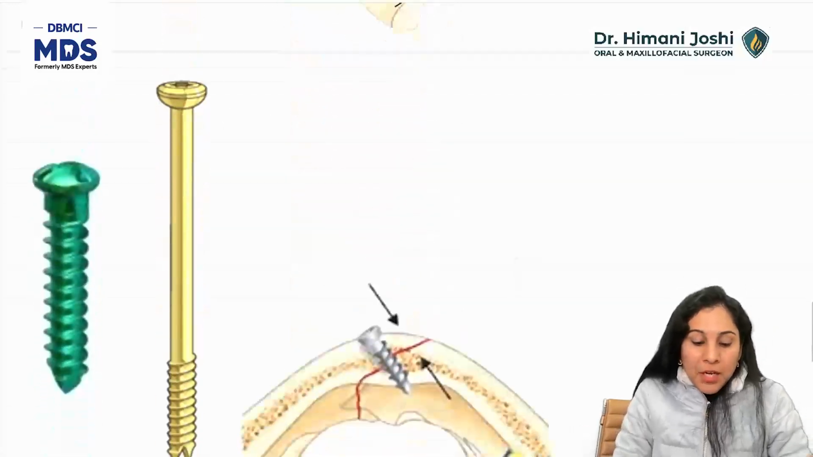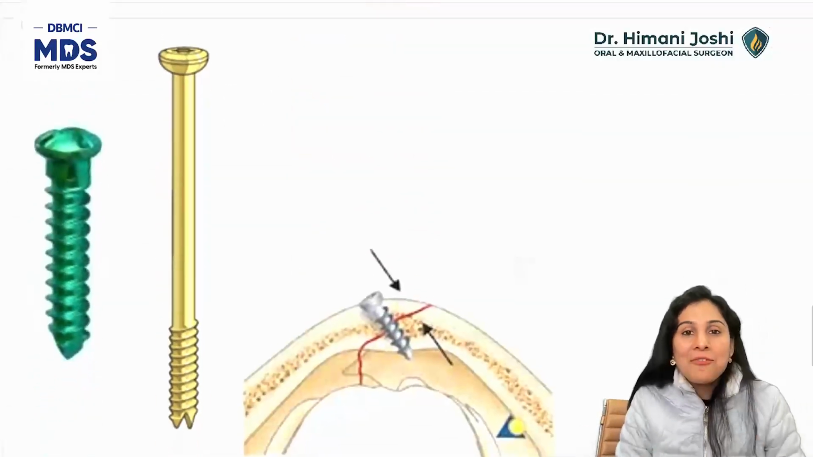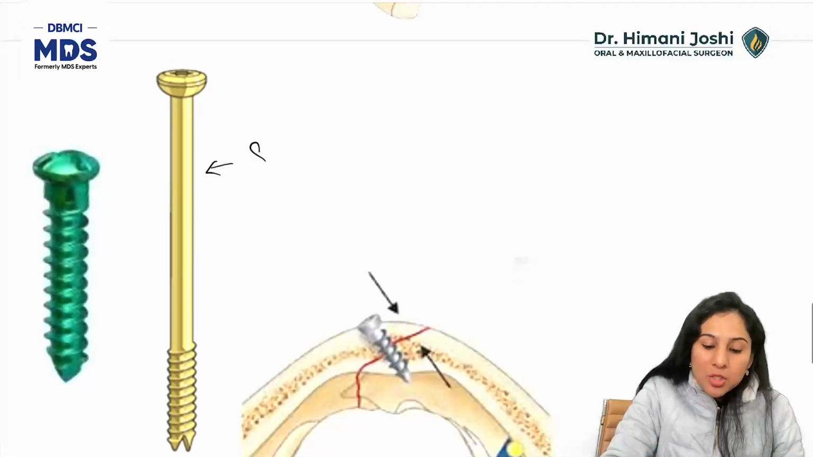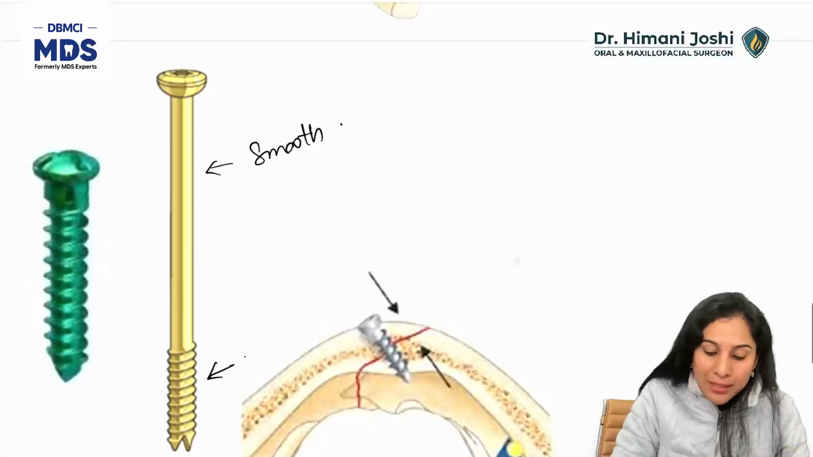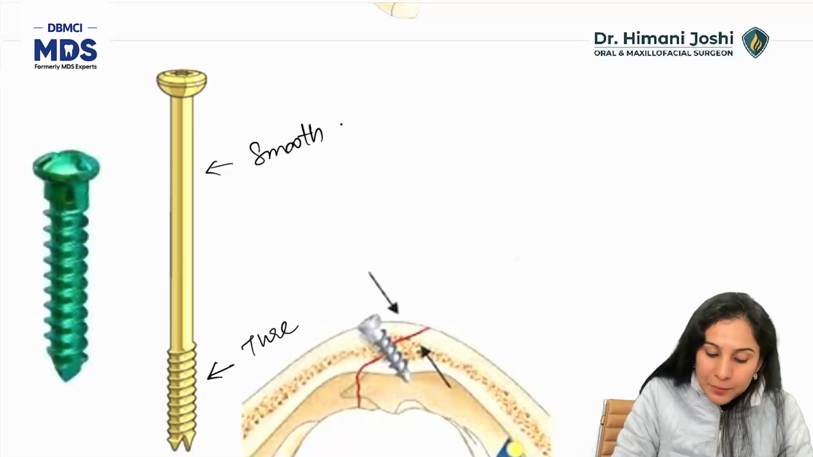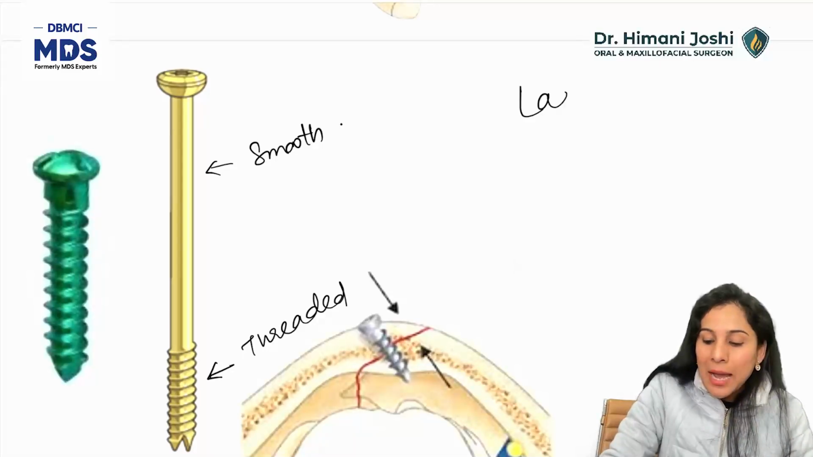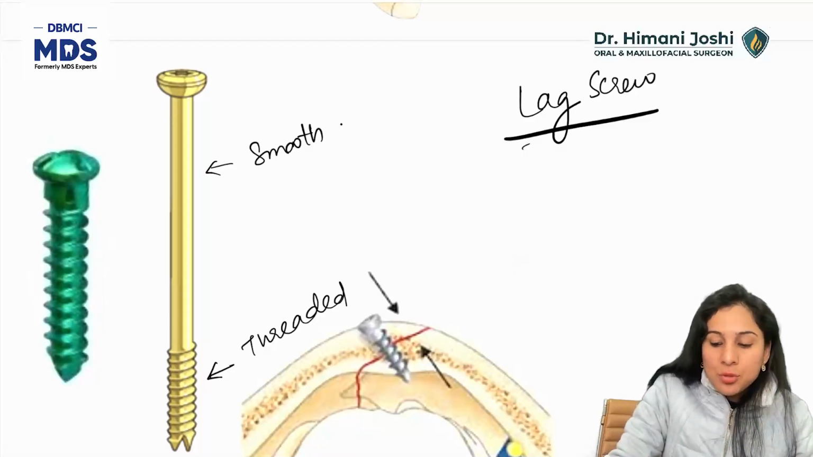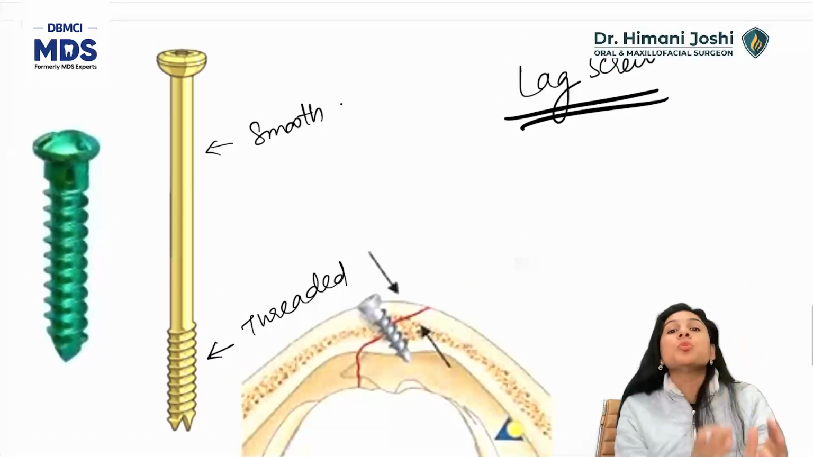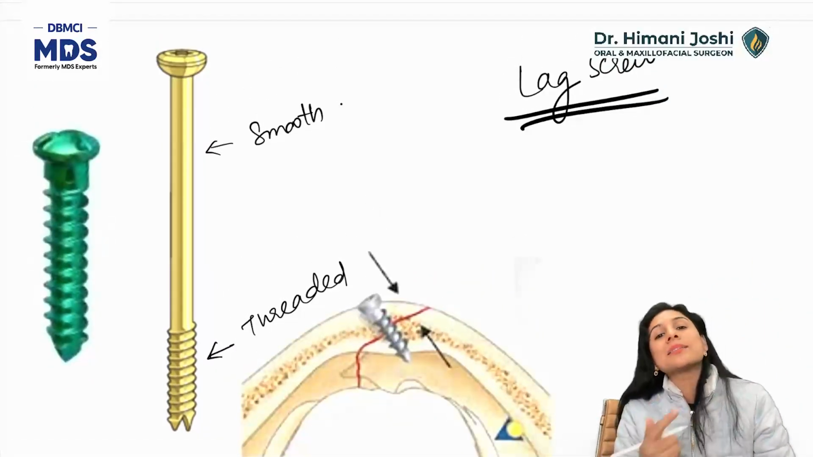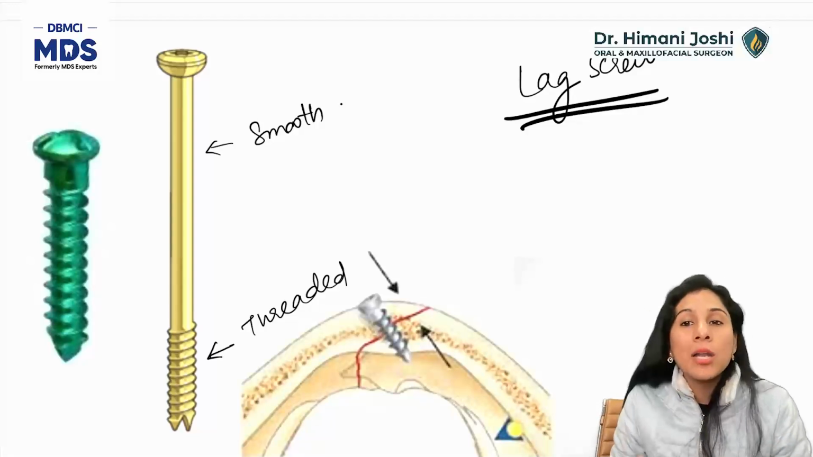Now if the same screw, I have made the upper part smooth and the lower or the distal part threaded, then I call it a lag screw. Same screw, increased length, but the upper part, the one near the head, is smooth, and the lower part is threaded. Such a screw I call a lag screw.